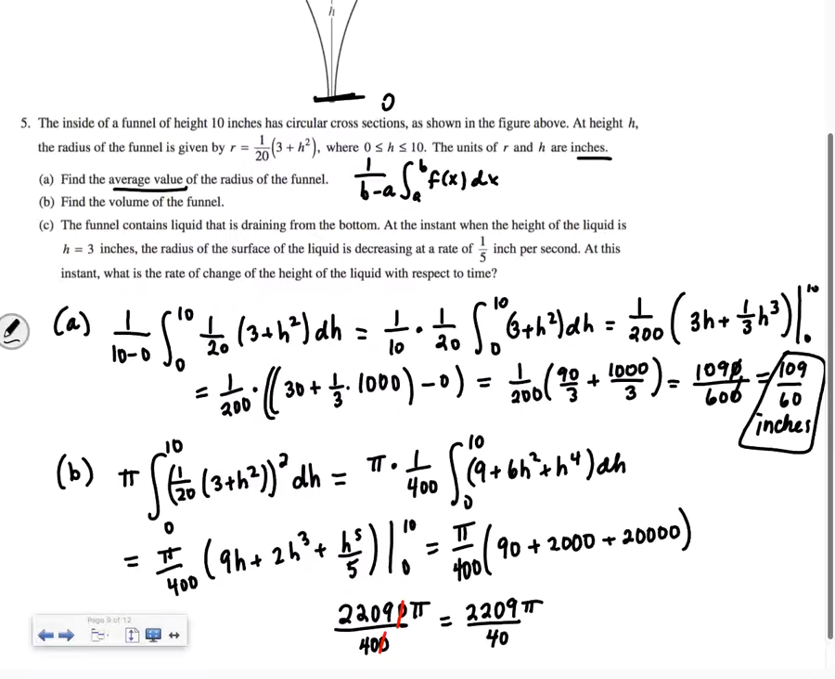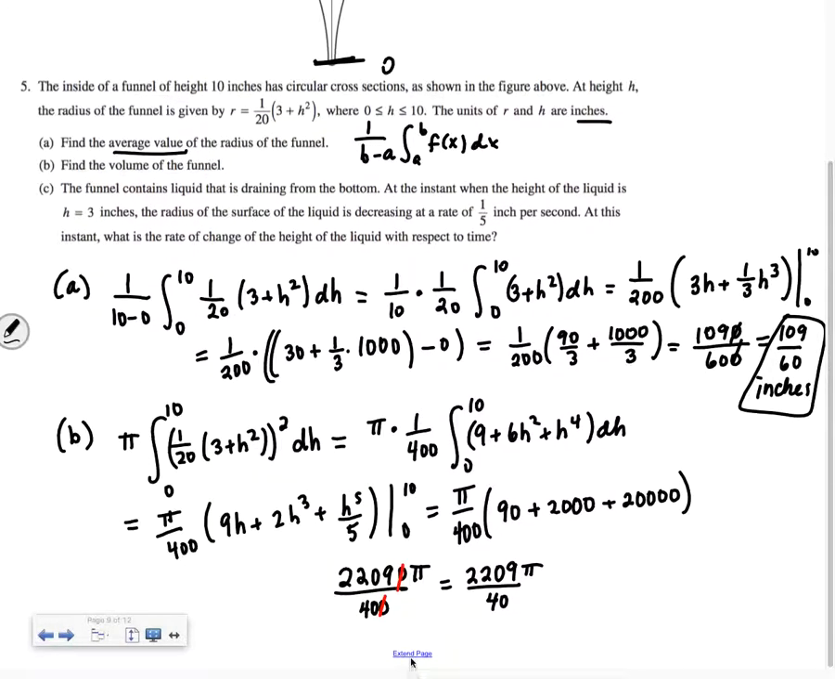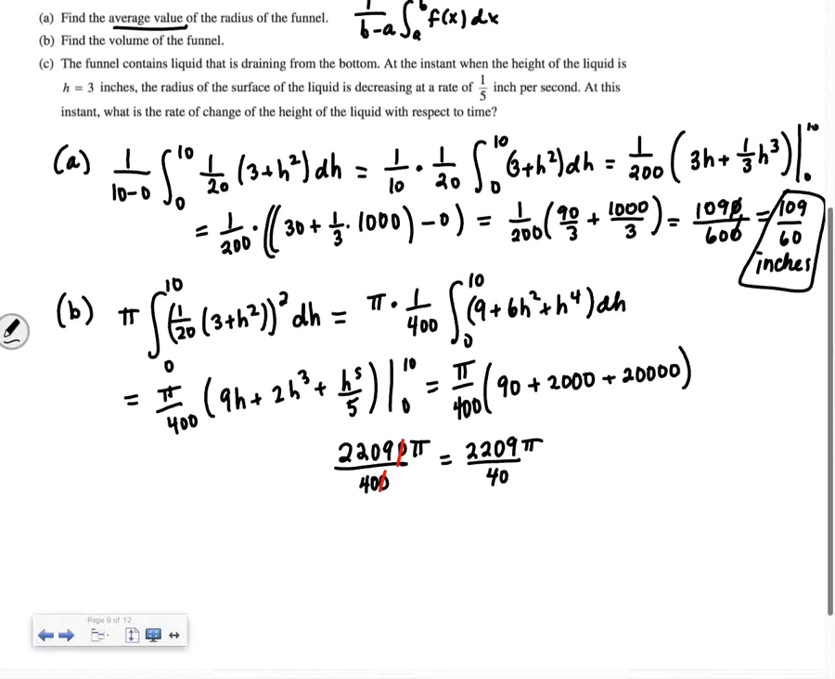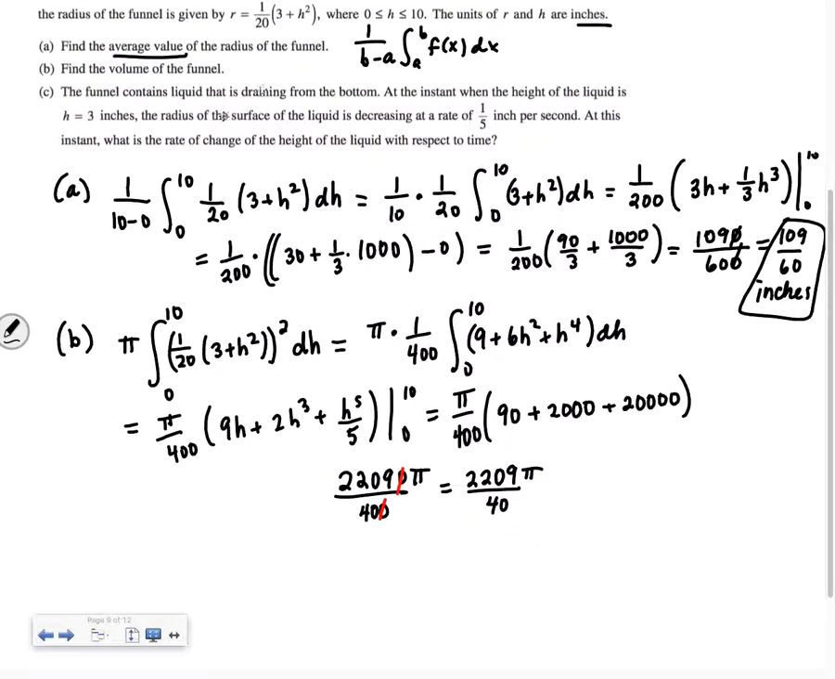All right, so part C says the funnel contains liquid that is draining from the very bottom. At the instant when the height of the liquid is h equals 3 inches, the radius of the surface of the liquid is decreasing at a rate of 1/5 inch per second. At this instant, what is the rate of change of the height of the liquid with respect to time?